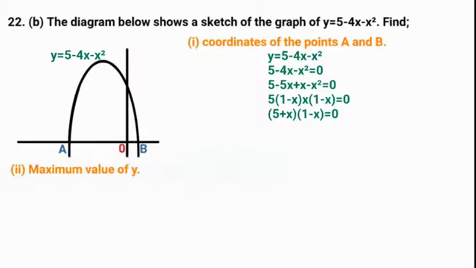Now, if two expressions give you the answer 0, that means one of those expressions is equal to what? 0. So let's say if 5 plus x is equal to 0, what is the value of x? Or if 1 minus x is equal to 0, what is the value of x? Okay, so now let's start with 5 plus x is equal to 0. What is the value of x?